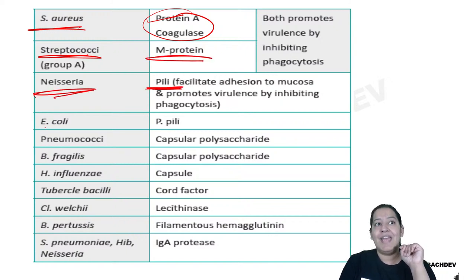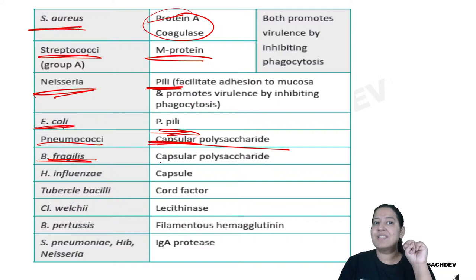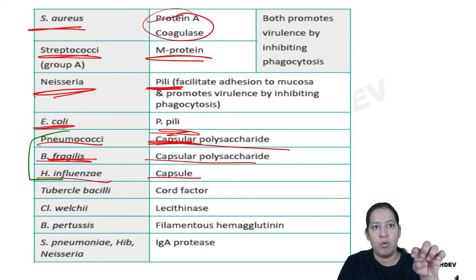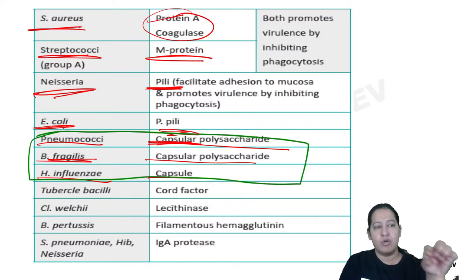Neisseria ka kya hota hai? It is pili. E. coli ka kya hota hai? It is pili. Pneumococcus ka kya hota hai? It is capsule polysaccharide. Bacteroides fragilis ka kya hota hai? It is capsule polysaccharide. H. influenzae ka kya hota hai? Again, it is capsule. To in tino ka capsule ho gaya, in tino ko saath mein le lo. In dono ka pili ho gaya.